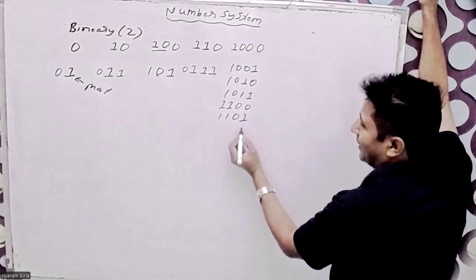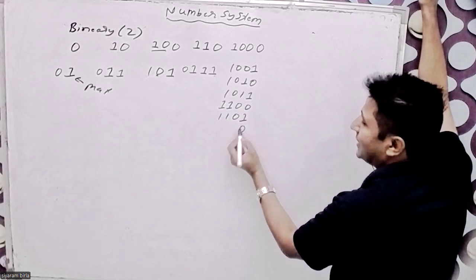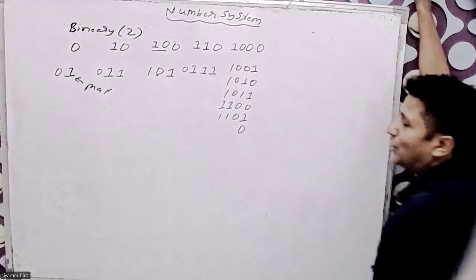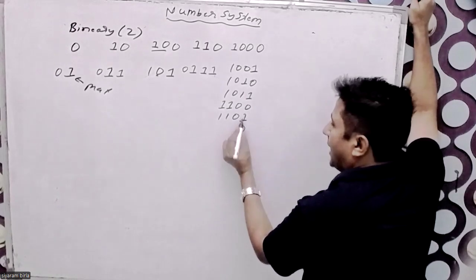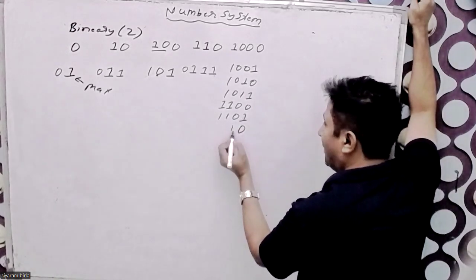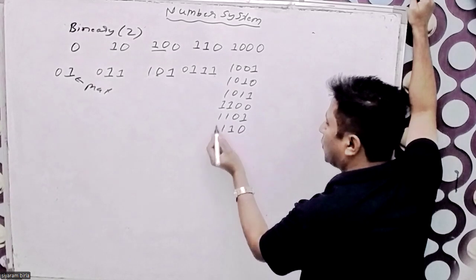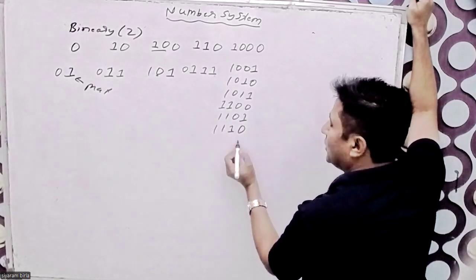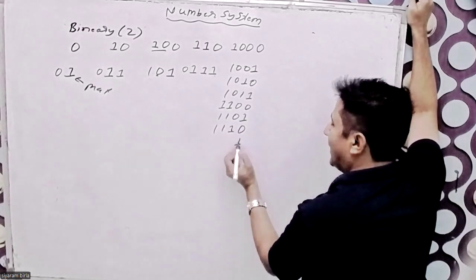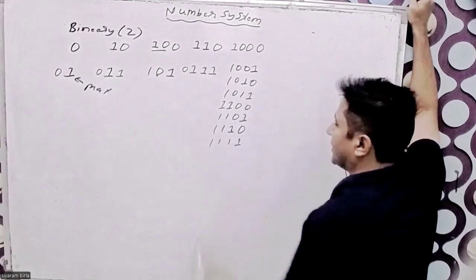I tell this 1, please increase, it cannot increase because it's the maximum number. So it will become 0. And the next word is 0, it will become 1. If it is increased, the next word is as it is. I tell this one, please increase by 1. So it is increased, and all the words are as they are.